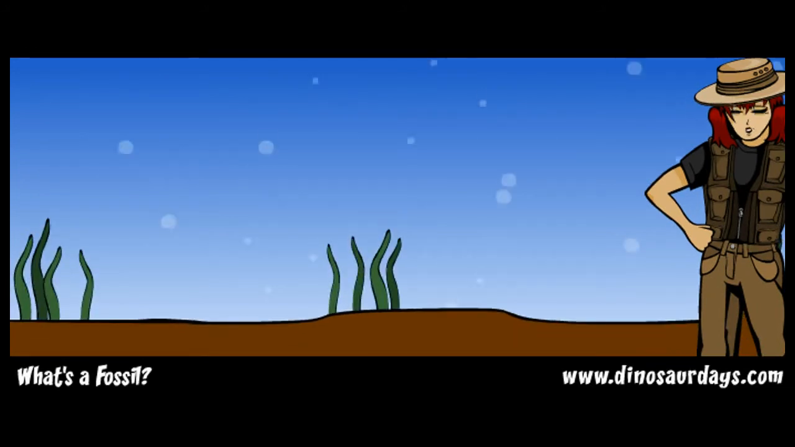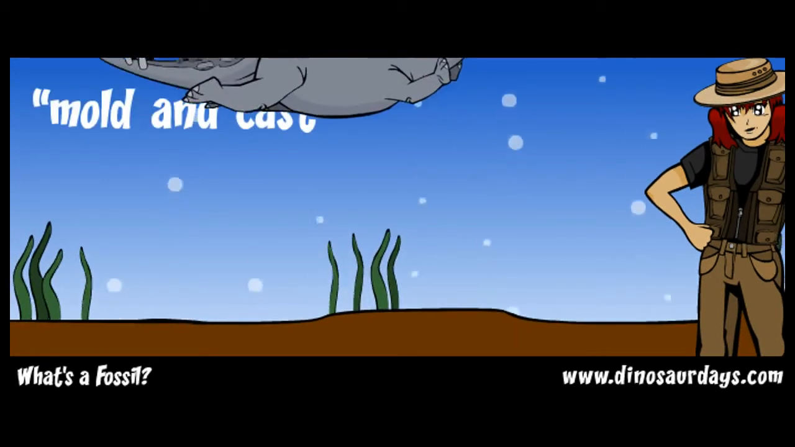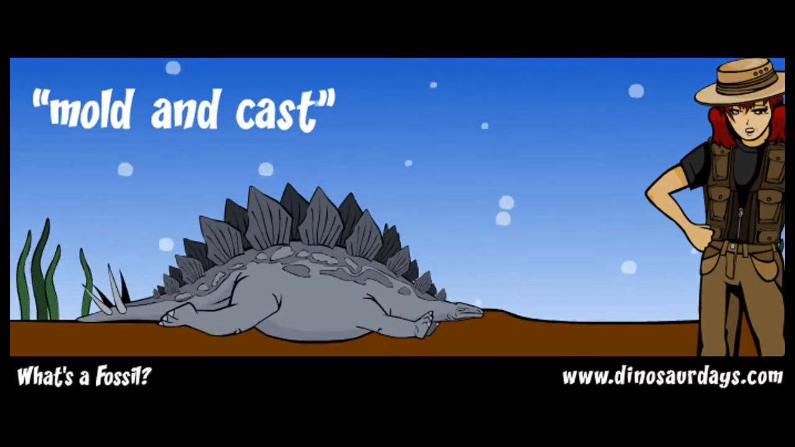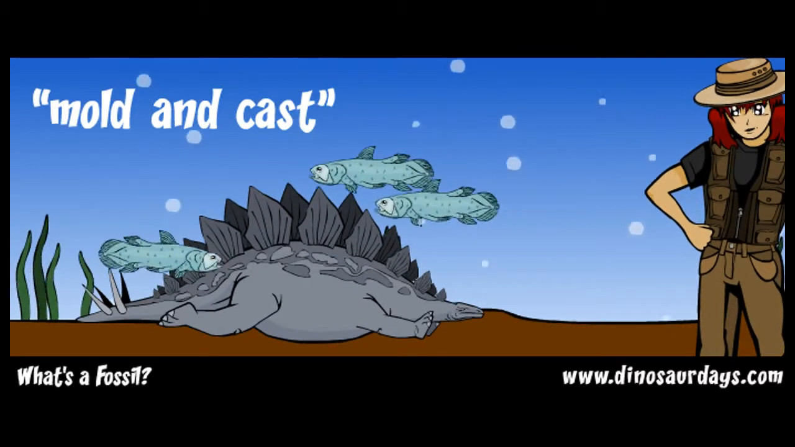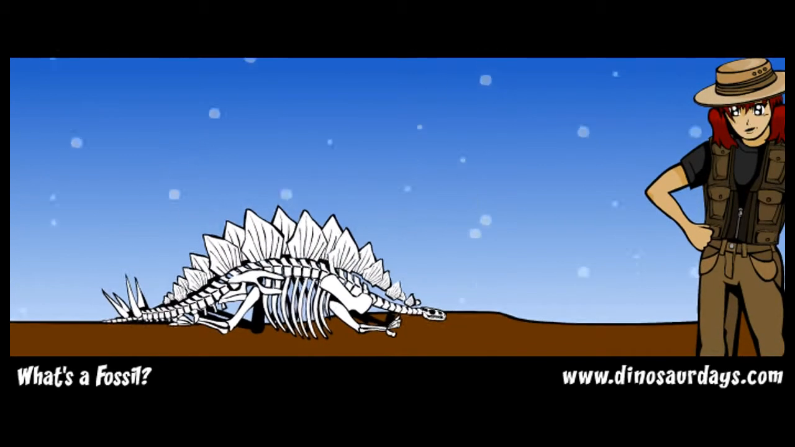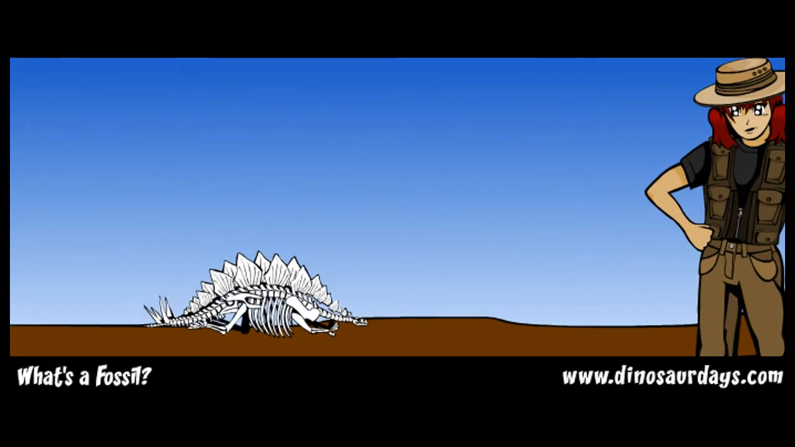Most dinosaur fossils are formed by mold and cast. Imagine a stegosaurus drowns in a river and its body sinks to the bottom of the riverbed. The flesh of the animal rots away or is eaten by smaller creatures. Eventually, only the bones are left.